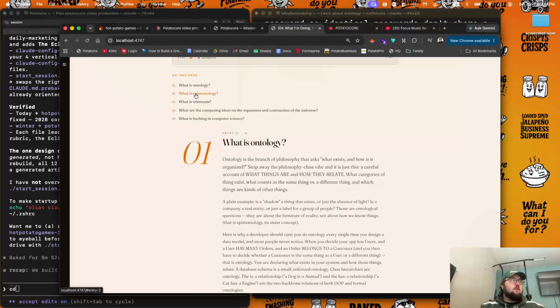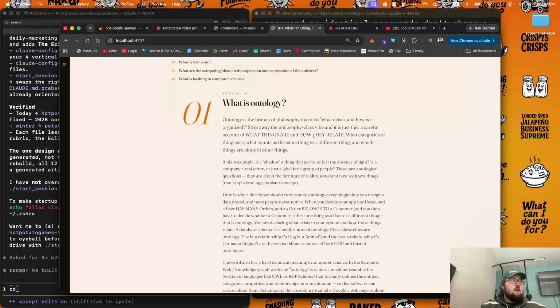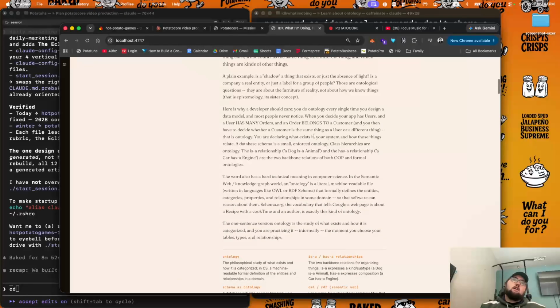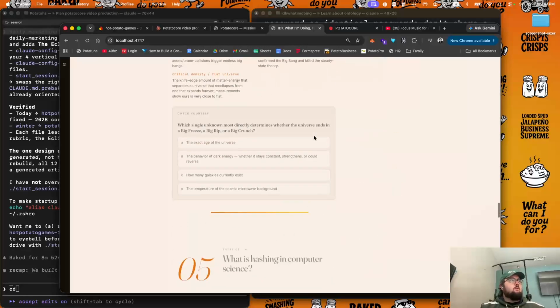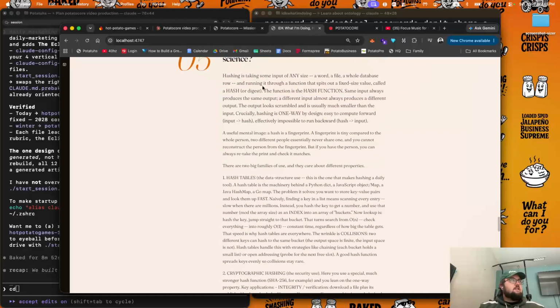All right, ontology: the nature of what things are, how they relate. He's a potato, he becomes a hash brown superhero. How they relate. Hash brown, in computer science, hashing is this process by which you can take something and confirm. I don't want to ruin it, so let's just scroll down to this one. Hashing is taking an input of any size and turning it into a fixed size value called a hash or a digest. The function is a hash function.